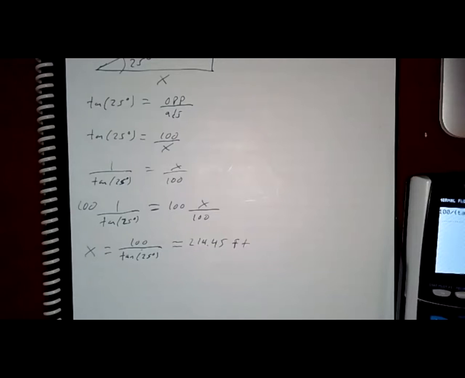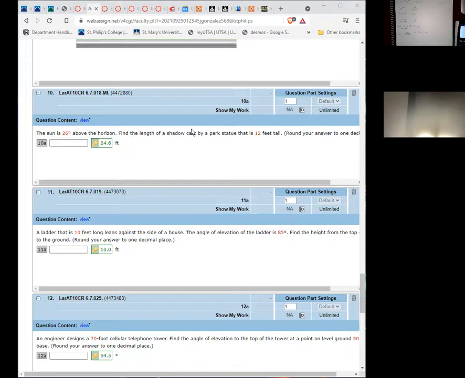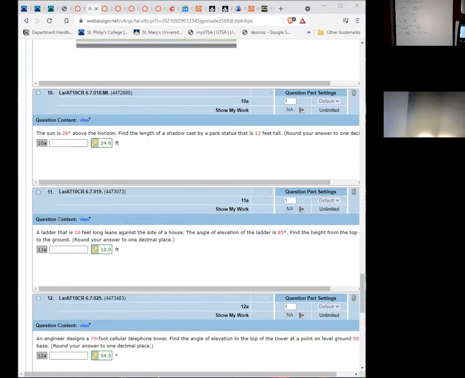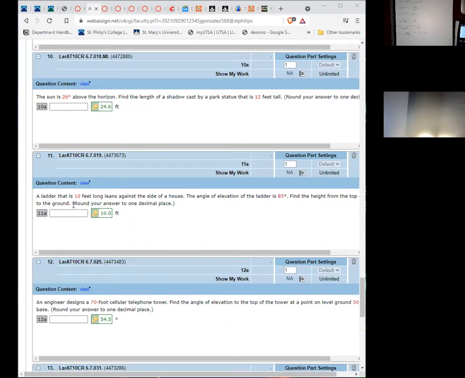Okay, let's go do another one. Number 10 is the same thing, except they do not give you a picture. So you'll have to draw the triangle. This is the same wording they used earlier, right? 25 degrees, 26 degrees, length of the shadow of a statue versus a building. So same thing, just different dimensions, different object. 11 looks different, so let's do that guy.